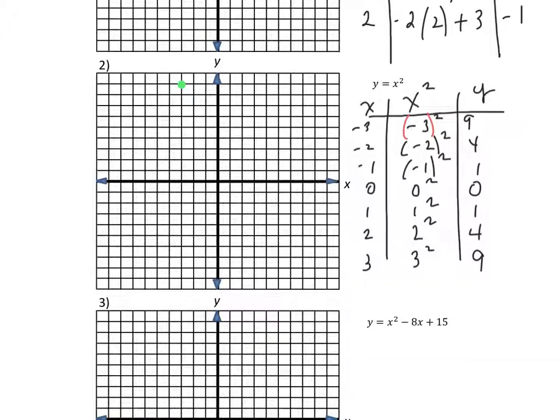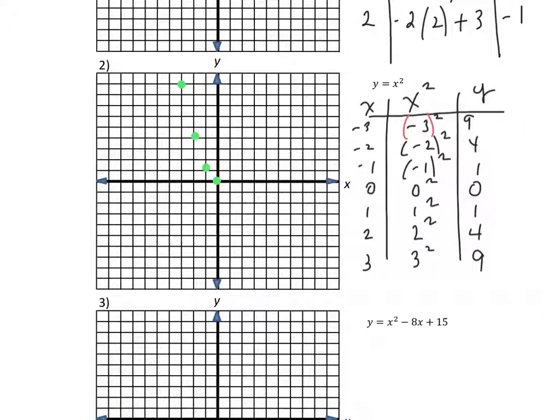So here I have plotted negative 3, 9. Left 3, up 9. Next will be negative 2, 4. So left 2, up 4. Minus 1, 1. So left 1, up 1. And then 0, 0, which is the origin.